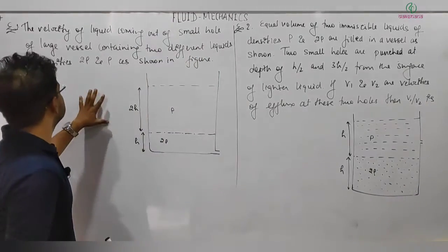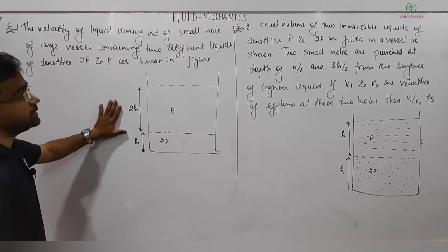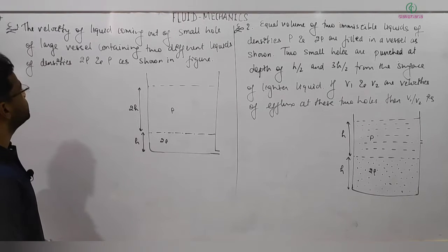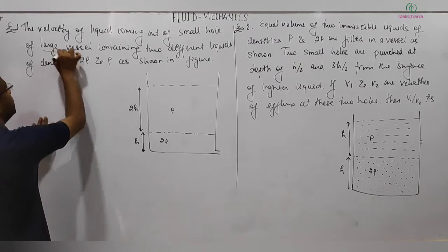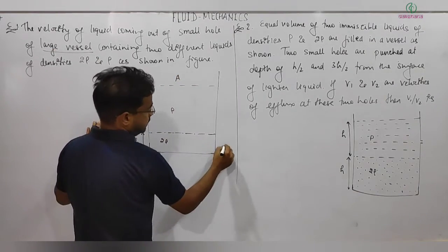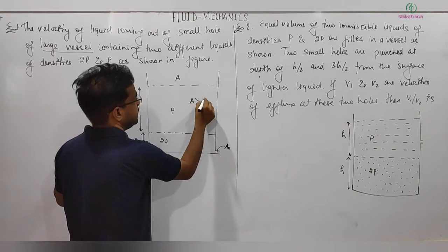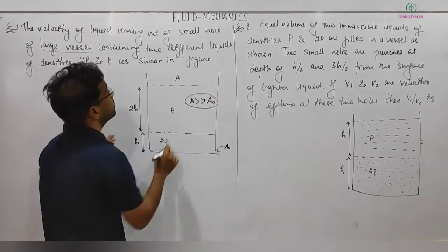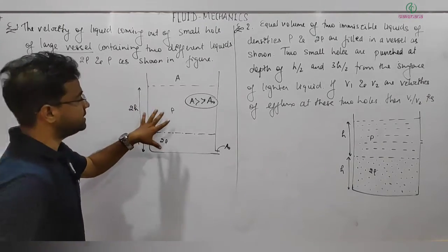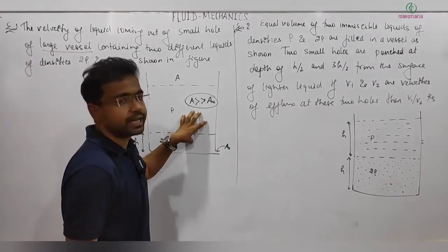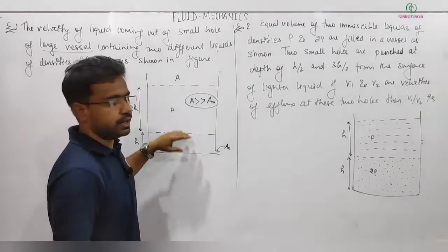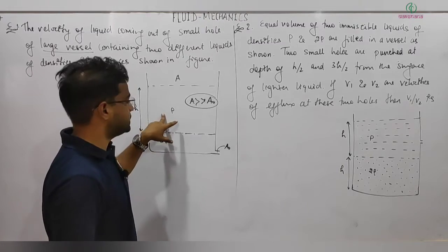So let's start with one simple case. Velocity of liquid coming out of a small hole of a large vessel containing, so it's given clearly large vessel, means we will definitely consider, let's say this area as A, this is A naught, then we can take definitely A is very much greater than A naught. Containing two different liquids of density 2 rho and rho. The only different thing here is that two liquids are filled in the vessel, this is density 2 rho and this is density rho.